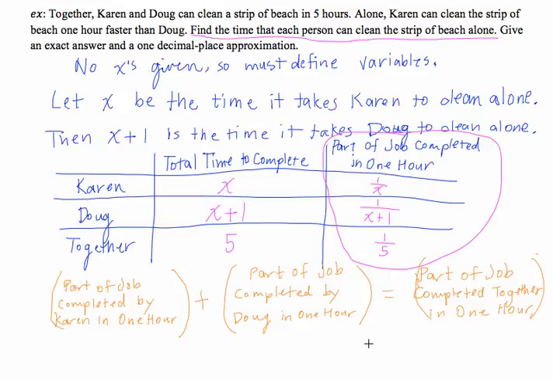Now it might help to think of a more practical example. For example, if I clean half a kitchen in an hour and my husband can clean a quarter of the kitchen in an hour, then together we have cleaned 3/4 of the kitchen in 1 hour. So you add together the part of the job completed by one person with the part of the job completed by the other person in 1 hour to get the part of the job completed together in 1 hour.